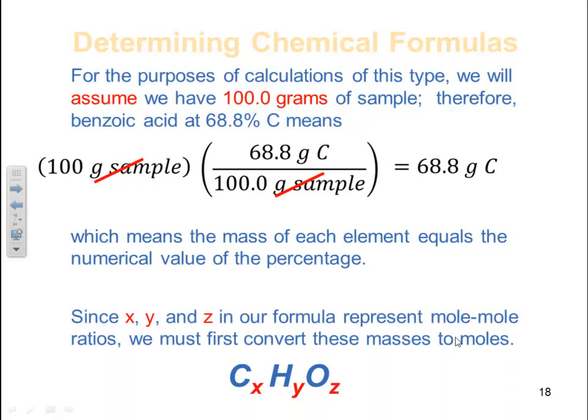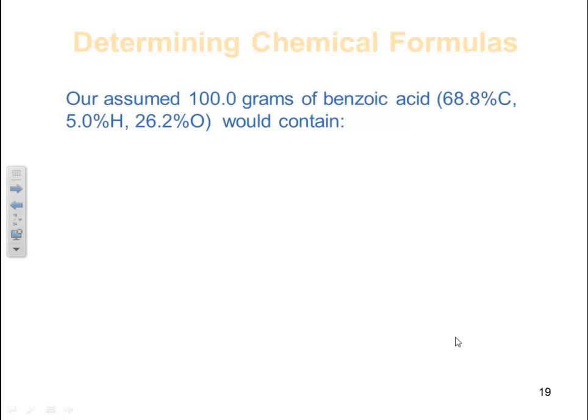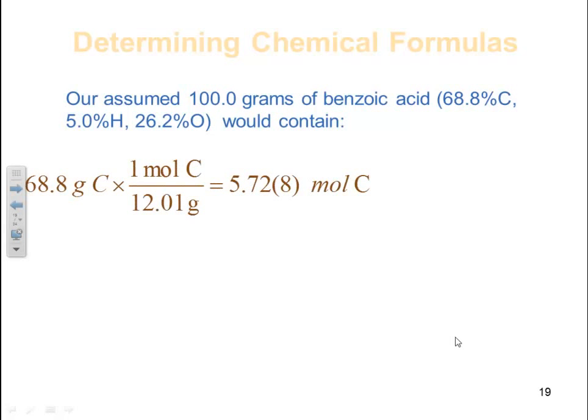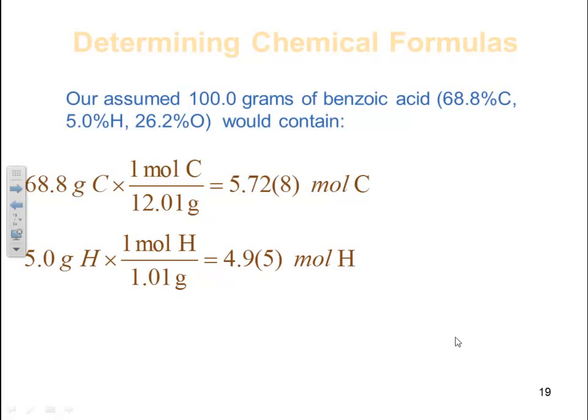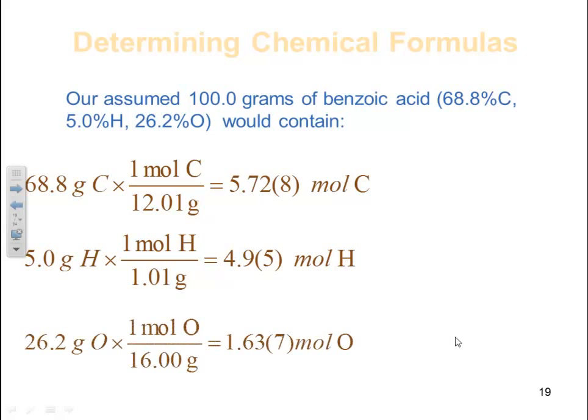Since x, y, and z in our formula represent mole-to-mole ratios, we must take this mass and convert it to moles. So based on our assumed 100-gram sample, and our percentages of carbon, hydrogen, and oxygen, we can do the calculation. If I have 68.8 grams of carbon, using the molar mass of carbon, I can figure out the moles of carbon. Hydrogen, 1.01 grams per mole molar mass, tells me my moles of hydrogen. 26.2 grams of oxygen, 1 mole to 16 grams of oxygen, 1.63 moles of oxygen.